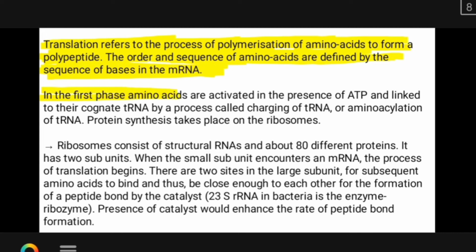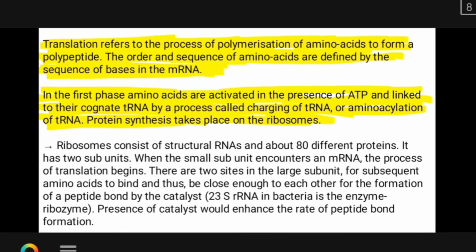In the first phase, amino acids are activated in the presence of ATP and are linked to the tRNA by a process known as aminoacylation of tRNA, or the charging of tRNA. Protein synthesis takes place on the ribosomes. We all know that ribosomes are called protein factories. First step is activation of amino acids in the presence of ATP, and then they are linked to their particular tRNAs. After that, protein synthesis takes place on the ribosomes.